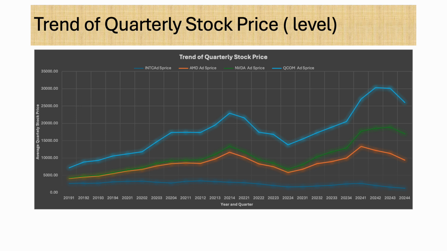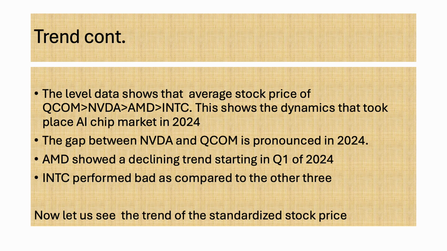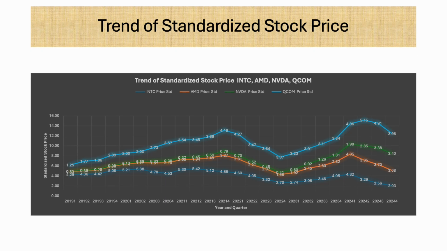So now let's move on and see the standardized stock price. The standardized stock price pretty much has the same pattern, and the only thing we see here is that the data is smooth. There is not that much up and down for each graph. Okay, it's pretty much the same.